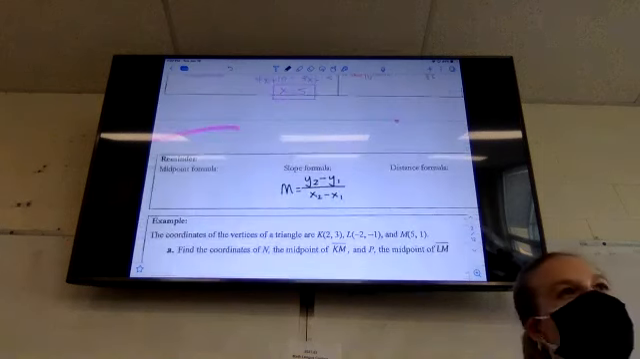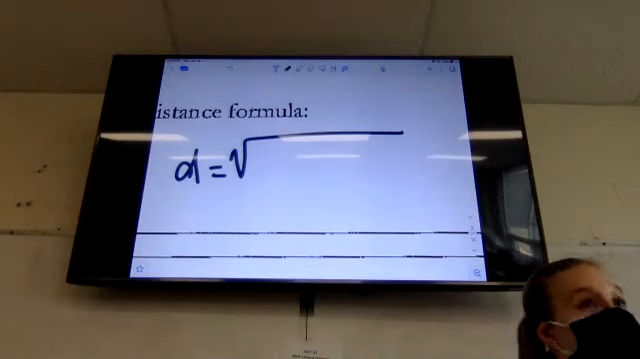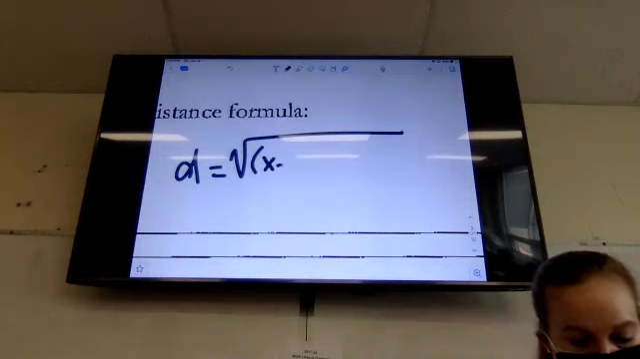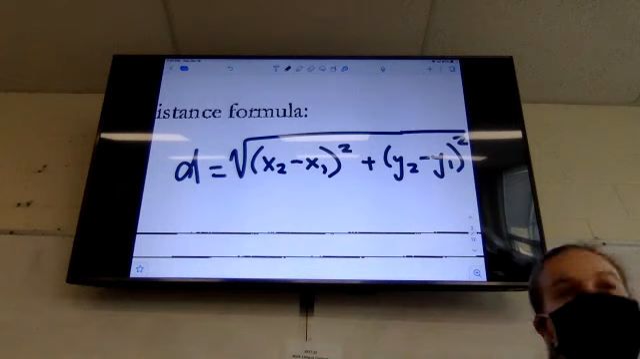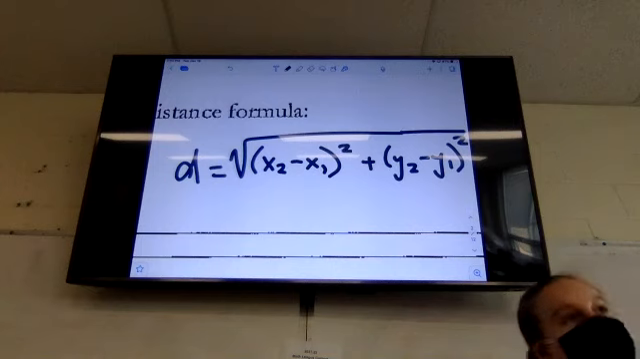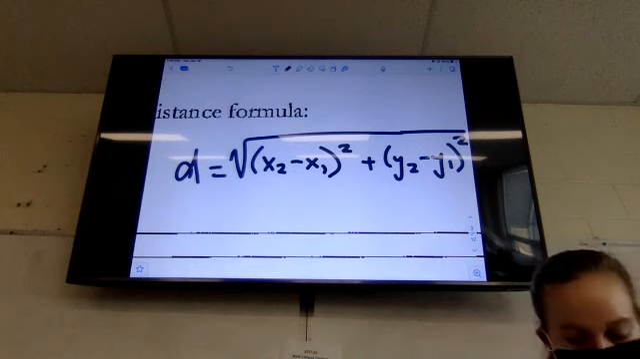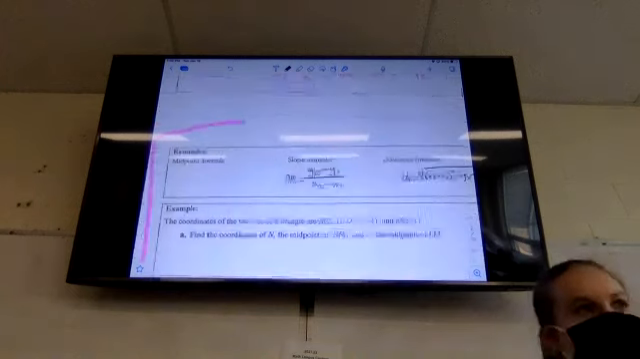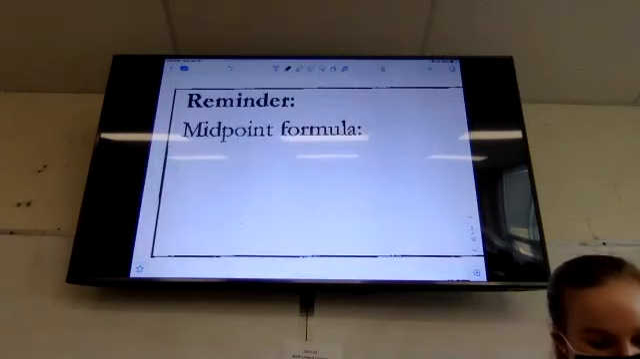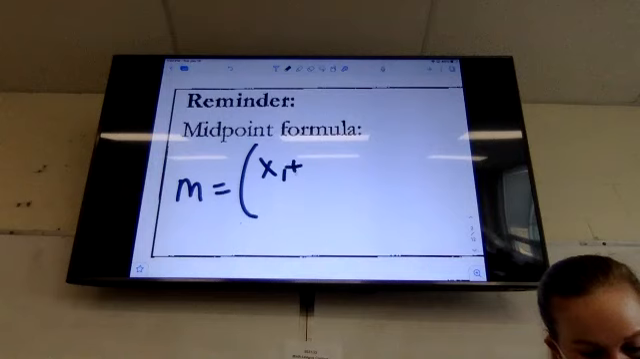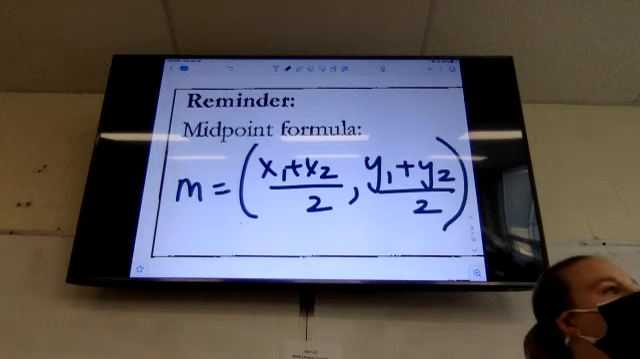Who knows midpoint or distance? Yeah, Catherine? Distance is D equals big square root. Good. Both squared. Awesome. So big radical x2 minus x1 squared plus y2 minus y1 squared. And then last one, does anyone remember midpoint? Catherine, go ahead. Good. Add up the x's divided by 2, add up the y's divided by 2.